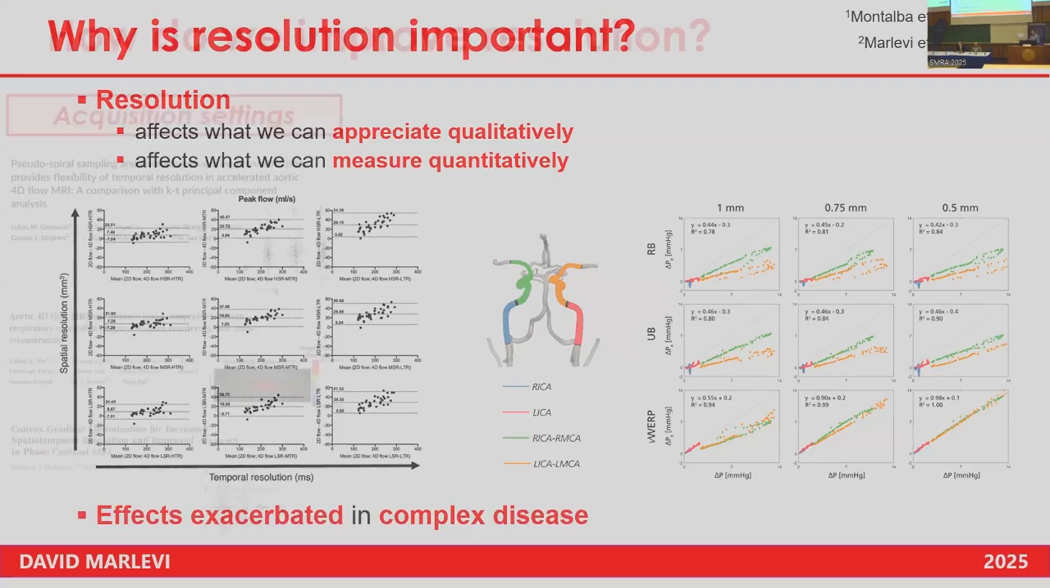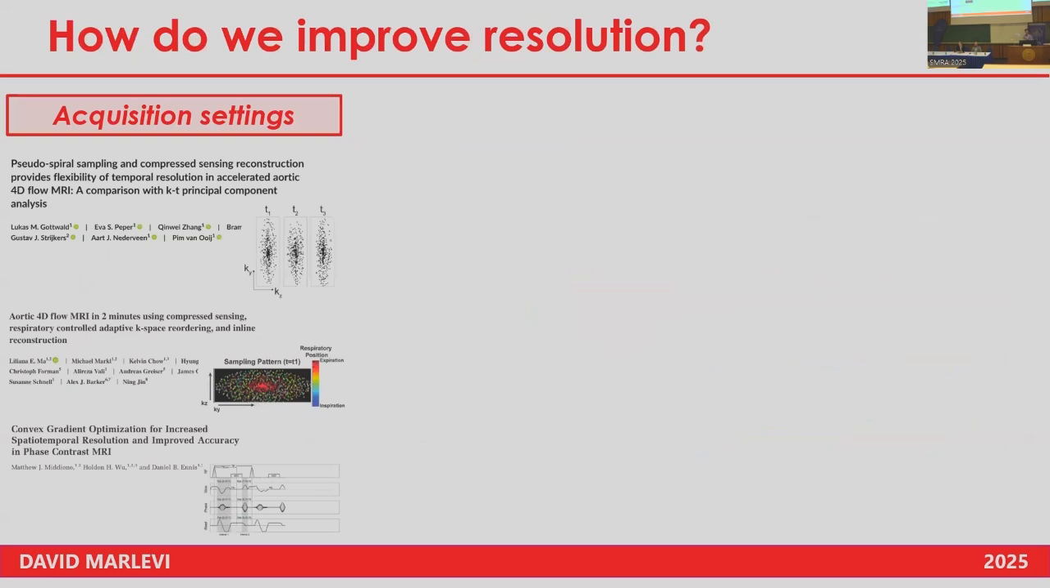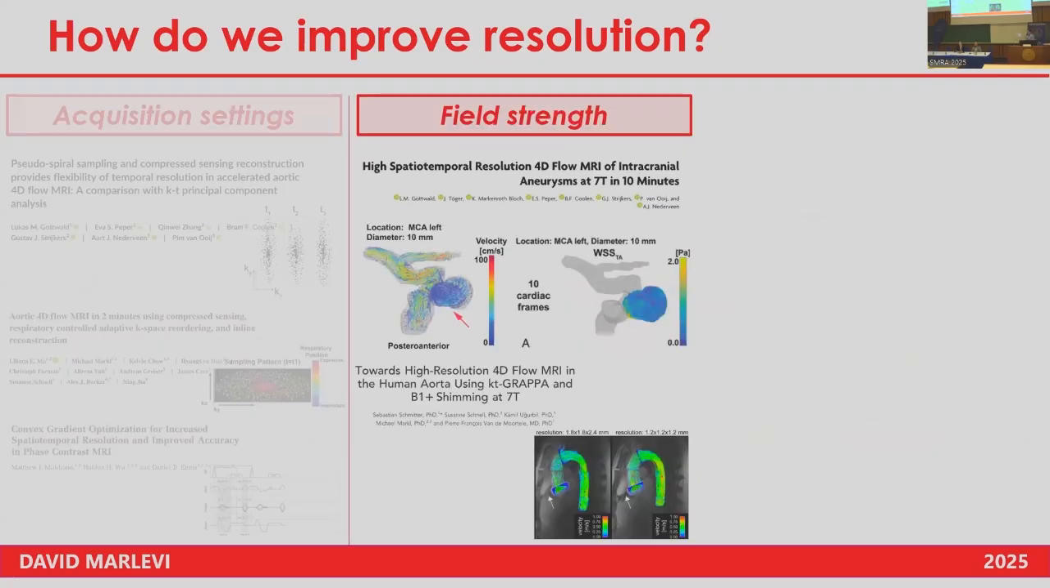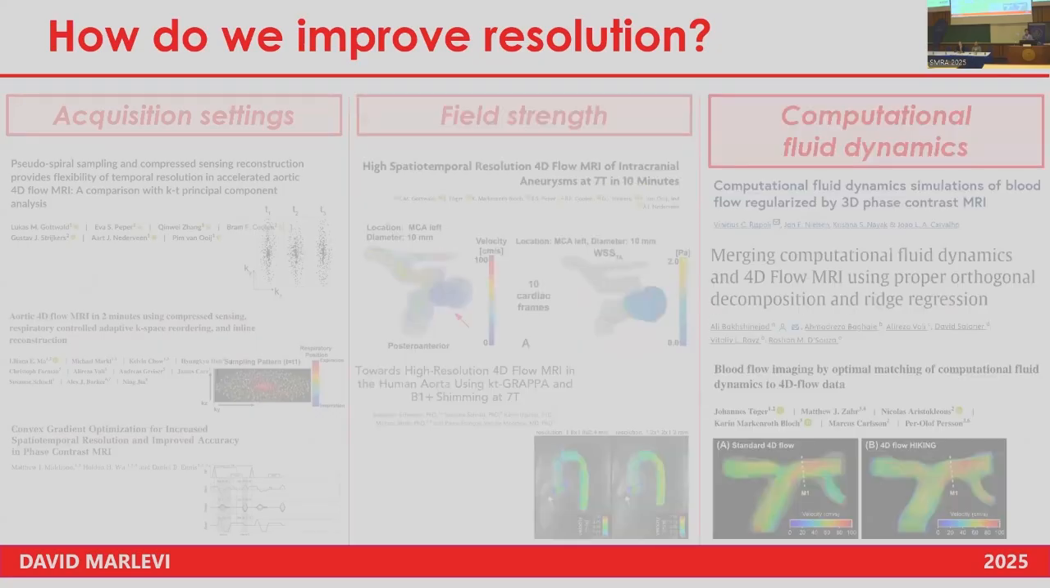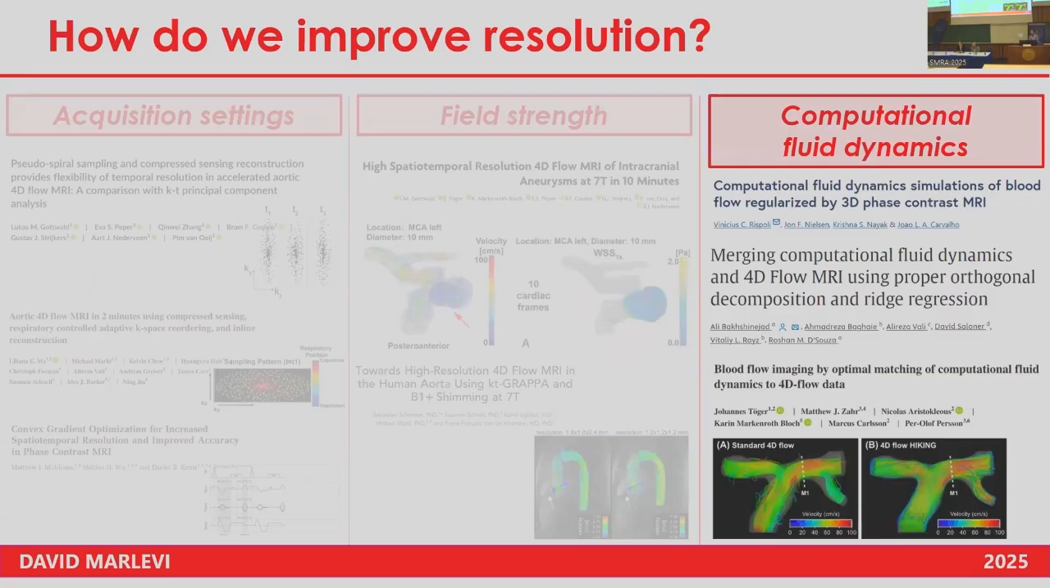So how do we improve resolution? Well, we can fiddle with our acquisition settings, be more clever with how we sample in k-space. We can maybe change our field strength as well, or we can speak to our computational colleagues and try to do more fancy computational fluid dynamics setups to mimic what we are actually imaging.